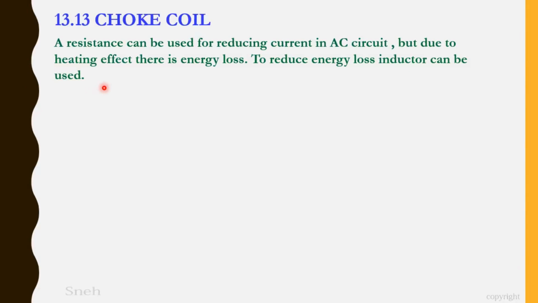Because of this, whenever at our home we are using tube lights, those tube lights consist of an inductor. In my very first lecture on AC circuit, I told you about the choke. The same choke coil we are discussing here. So when we use tube lights at home, a choke is used in those tube lights. What is the job of that choke? To reduce the current flowing through that tube light.